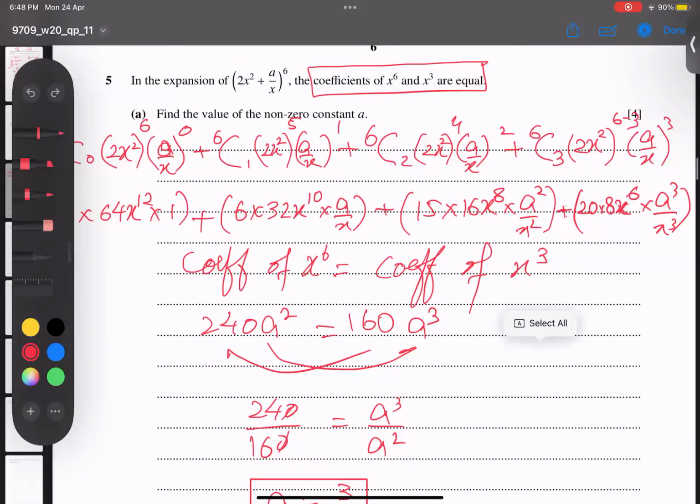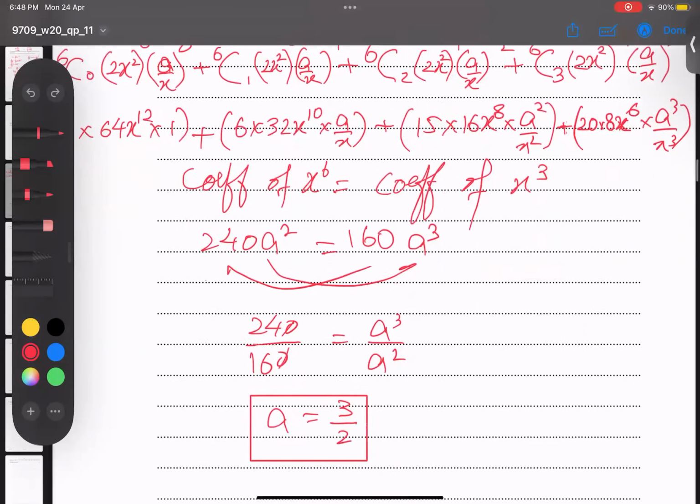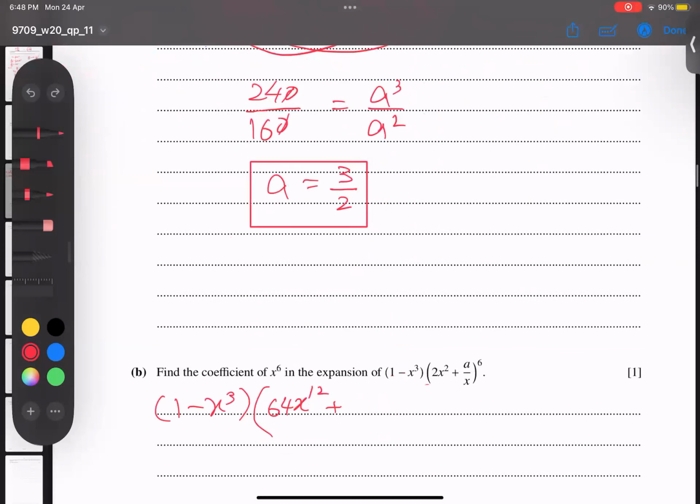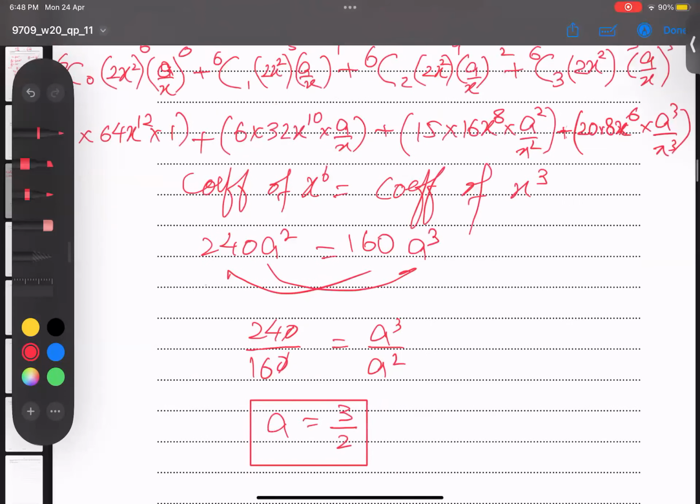Okay, so let me calculate these two important things. This 3 by 2 also goes there and multiplies this 4. So 6 into 32 into 3 divided by 2. I get 288. And what is x to the power? Out of 10, 1 gone, 9.